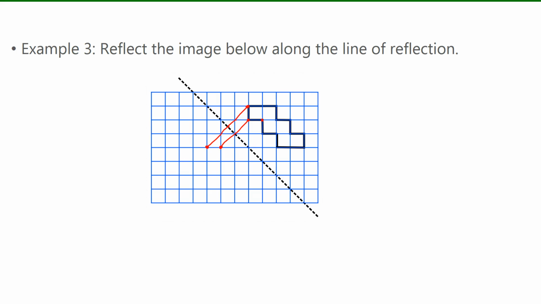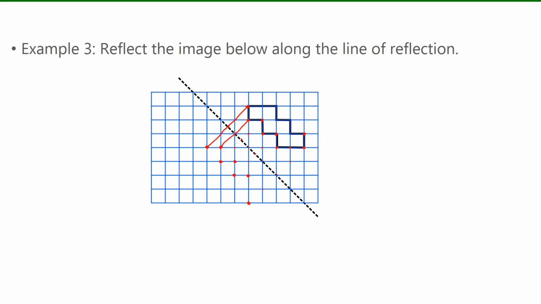So this point is 1.5 blocks away. So count a half, and here's 1. This point is 1 block away. So that's going to be right here. This point is 1.5. So there's a half, and here's 1. This is 1 block away. That corresponds to this point. This point is 2 away. So it'll be 2 down here.